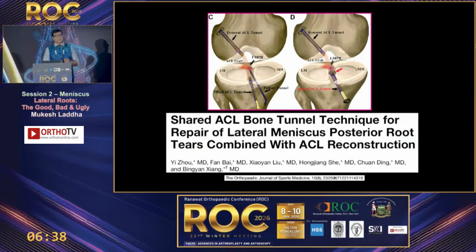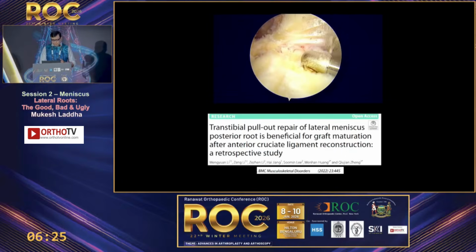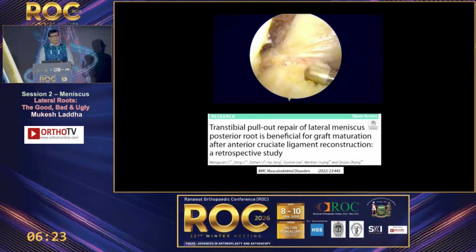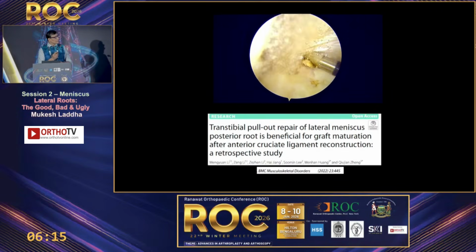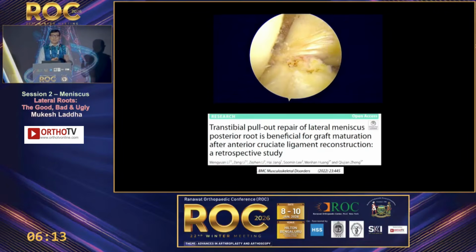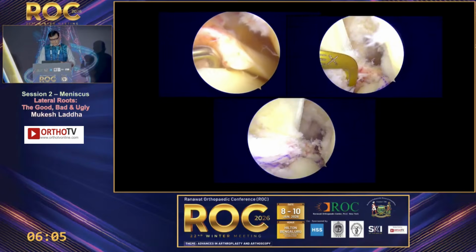How to repair it? There is a single tunnel technique, or you can have separate tunnels for the ACL and the root, or you can utilize the same tunnel for the ACL, but then the ACL tunnel has to be a little more posterior than its anatomical position. This is why I always prefer a two tunnel technique. Anteriorly you have an ACL tunnel just in line with the anterior horn, and the root tunnel is just in front of the PCL between the two tibial spines, exactly posterior to the tibial spine, not in the center. So this is one of the cases where you have an ACL tear with a lateral meniscus root tear.